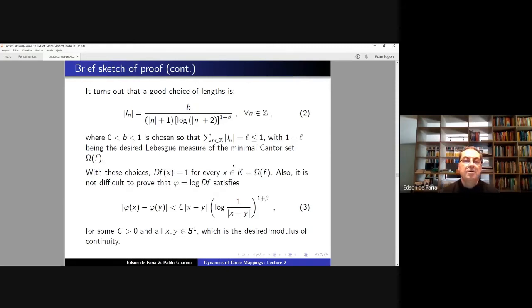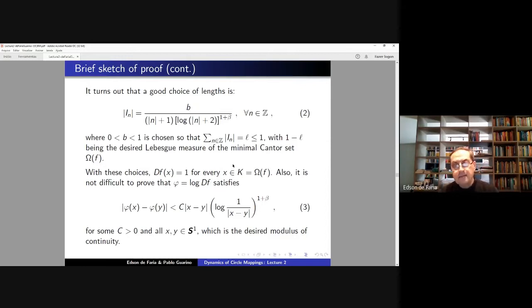But now it turns out that with these choices, because the ratios of the lengths of I sub n plus 1 and I sub n are going to 1, what you get in the limit is that your diffeomorphism has derivative 1 at the non-wandering set. And it's also not difficult to prove. Once again, look at chapter 4 for the proof that the logarithm of the derivative has precisely this modulus of continuity that was given in the statement. So it satisfies this inequality label 3 here in the slide. And this modulus of continuity, as I mentioned before, it's an exercise.